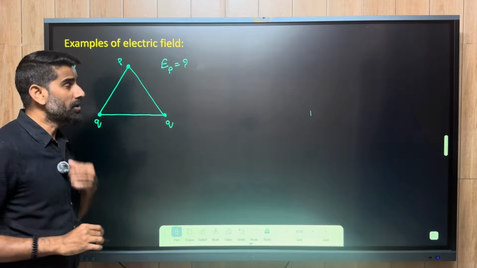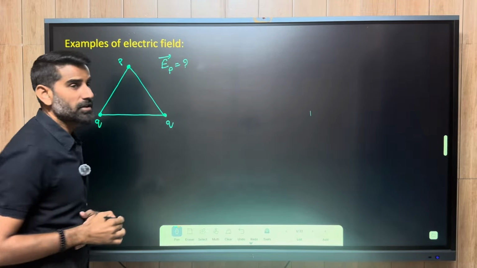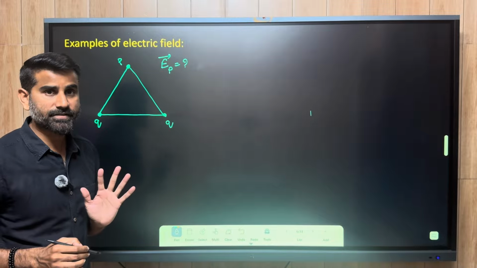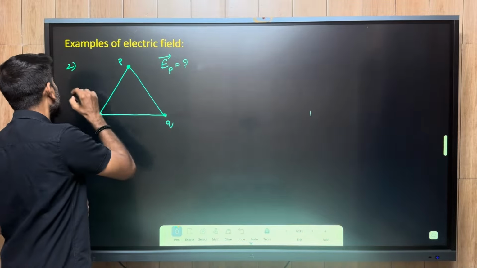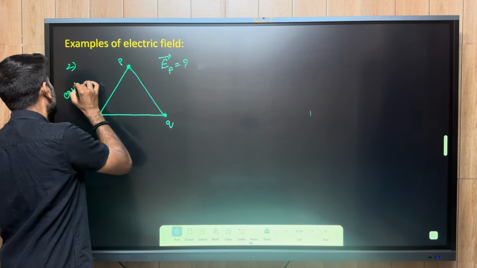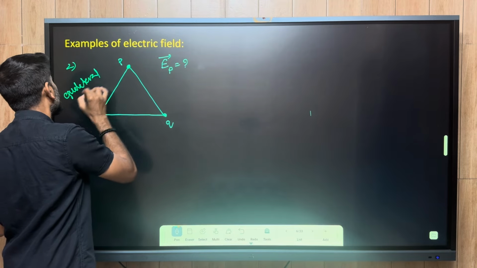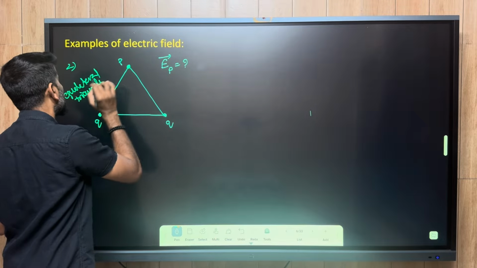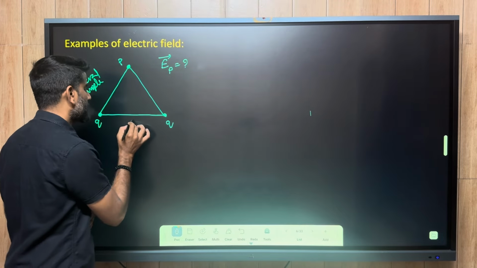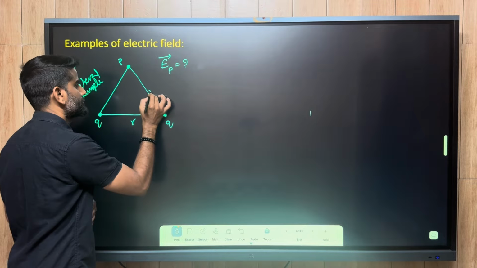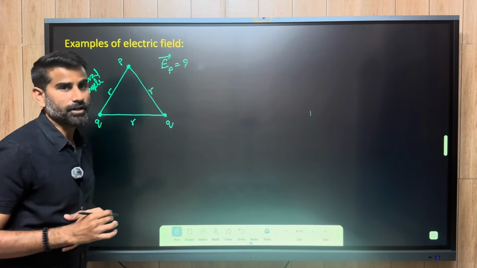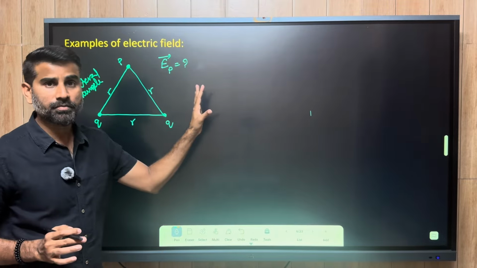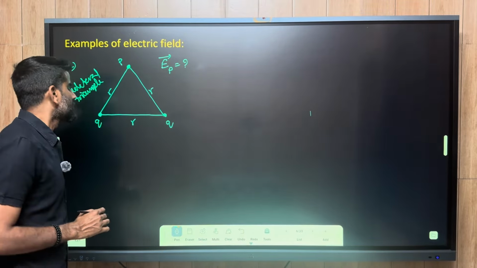I'm representing the vector here because I want to find the magnitude as well as the direction. So this is an equilateral triangle. I am considering each side as R. Okay, right? Now is the question clear to you? Right? Okay, let's solve it.